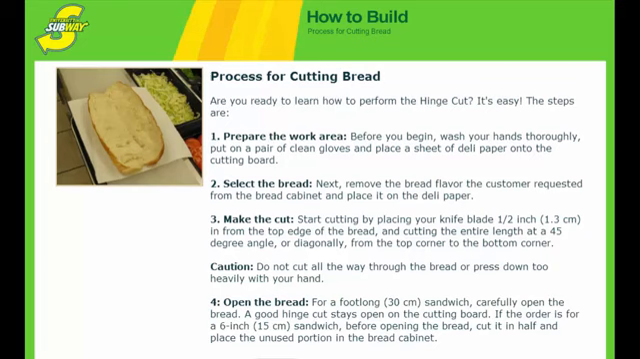4. Open the bread. For a foot-long, 30 centimeters sandwich, carefully open the bread. A good hinge cut stays open on the cutting board. If the order is for the 6-inch, 15 centimeters sandwich, before opening the bread, cut it in half and place the unused portion in the bread cabinet.